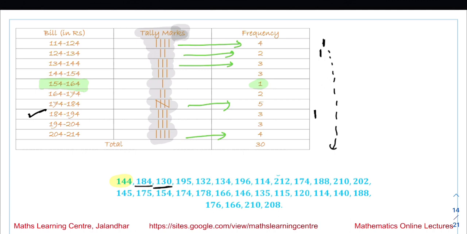1. How many families have bill between 174 and 184? It is 5. So this is what the frequency distribution tells us. How many families have the bill between 194 and 204? It is 3 families. So this is how we can read this frequency distribution table.